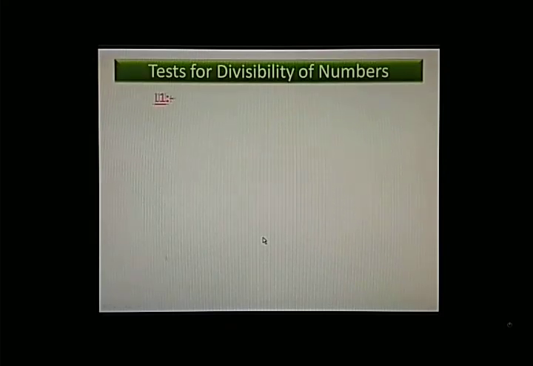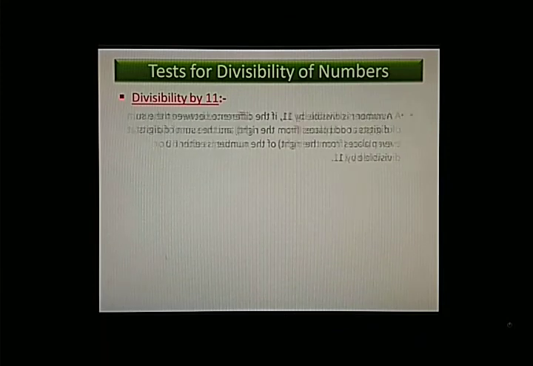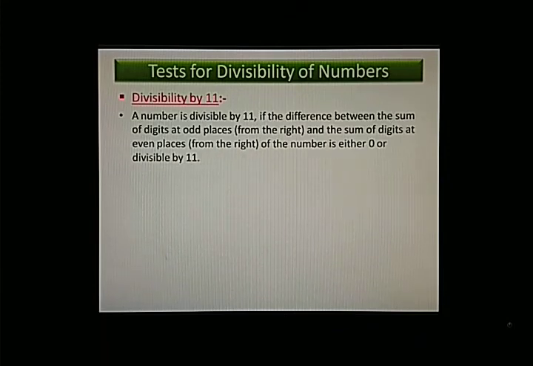Now the last one, divisibility by 11. How can we check whether a number is divisible by 11 or not? In this case, we have to take the difference between the sum of the digits at odd places from the right and the sum of the digits at even places from the right of the number, and then it should be either 0 or 11. By this definition, it might not be that clear, so let us go to the example.